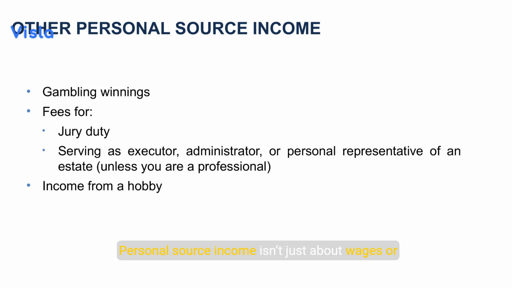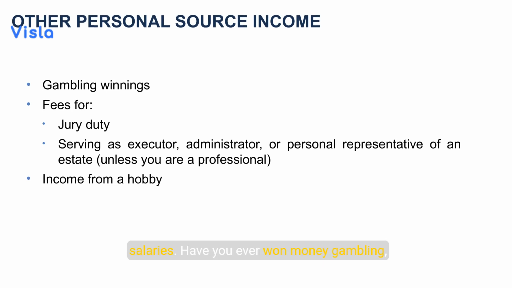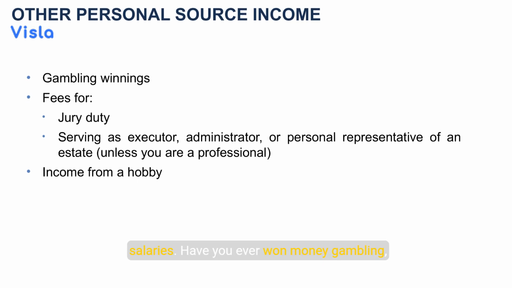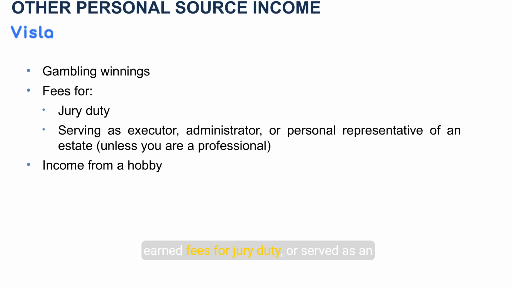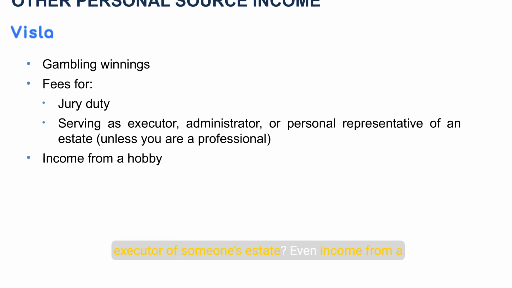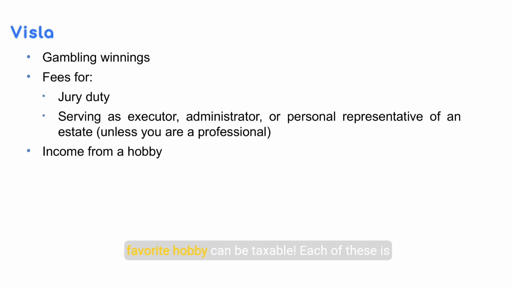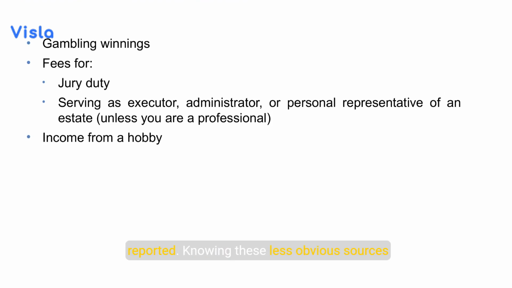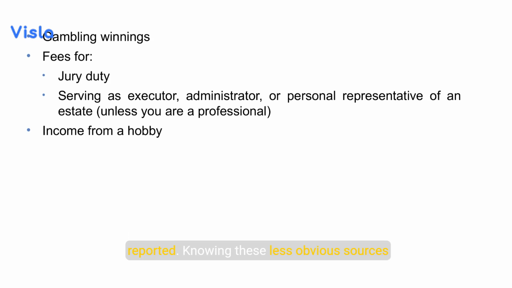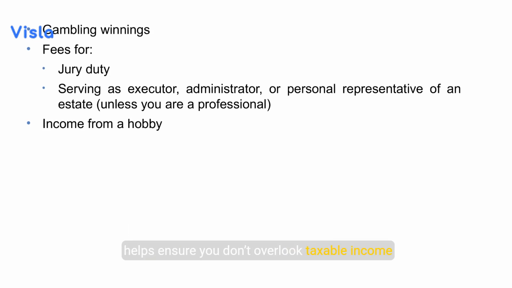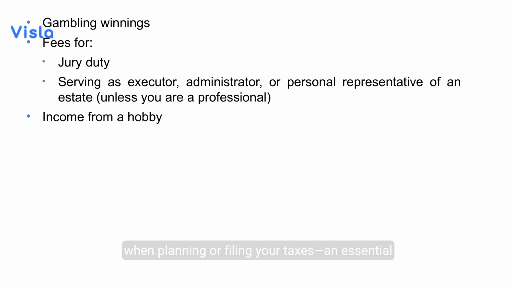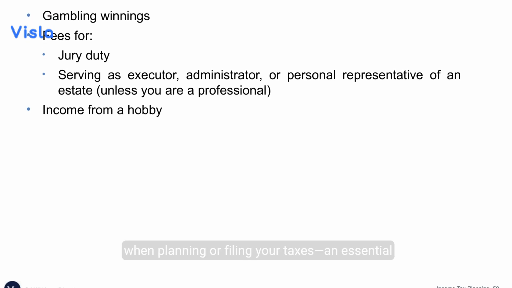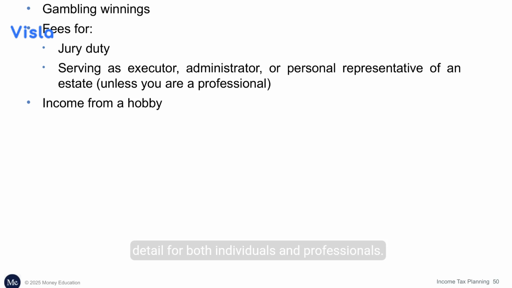Personal source income isn't just about wages or salaries. Have you ever won money gambling, earned fees for jury duty, or served as an executor of someone's estate? Even income from a favorite hobby can be taxable. Each of these is considered personal source income and must be reported. Knowing these less obvious sources helps ensure you don't overlook taxable income when planning or filing your taxes, an essential detail for both individuals and professionals.